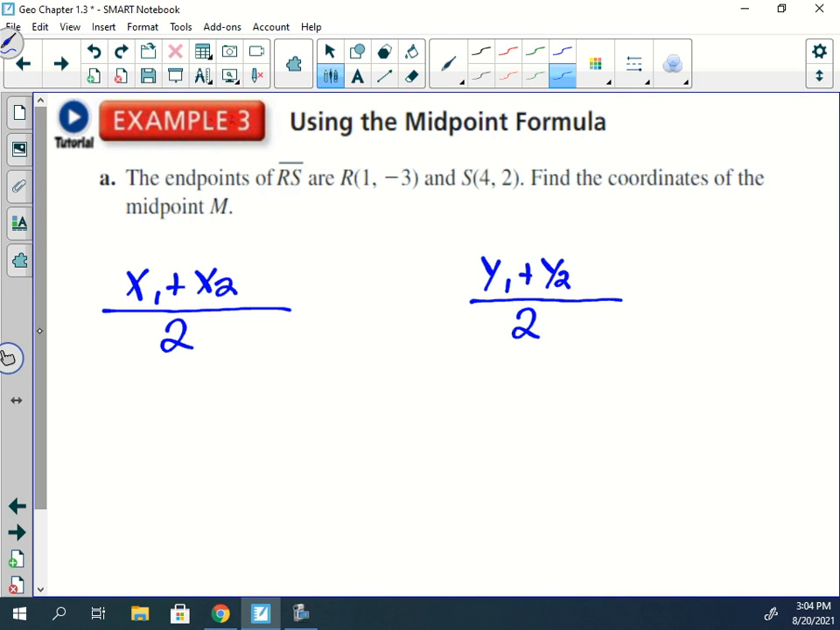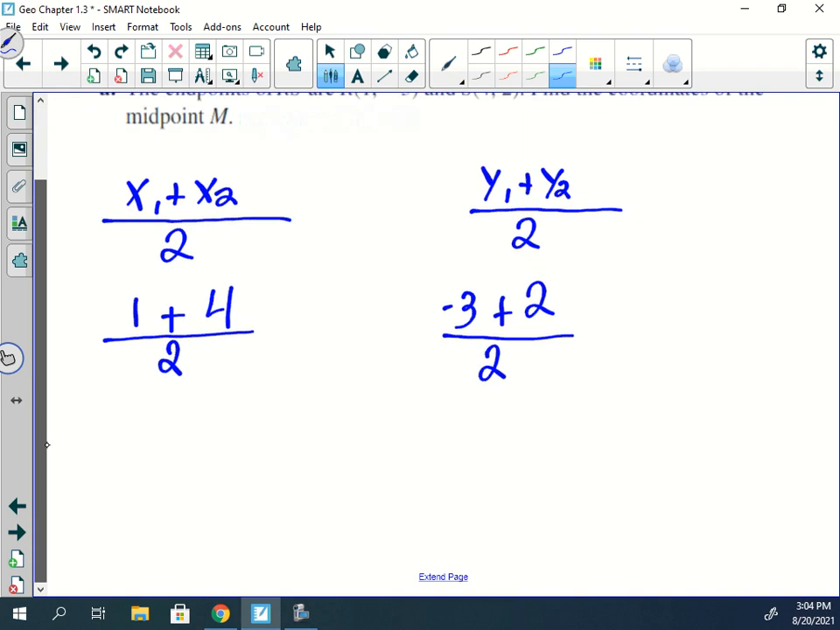So it's kind of like coordinates? Yes. So we're going to plug in the points from the coordinates. Now for R, the x value would be 1 and the y value would be negative 3. For S, the x value would be 4 and the y value would be 2. So for this equation, we plug in the two x values, 1 and 4. We do the same thing for the y values, negative 3 and 2. And now we just need to simplify these to find the values of the midpoint.